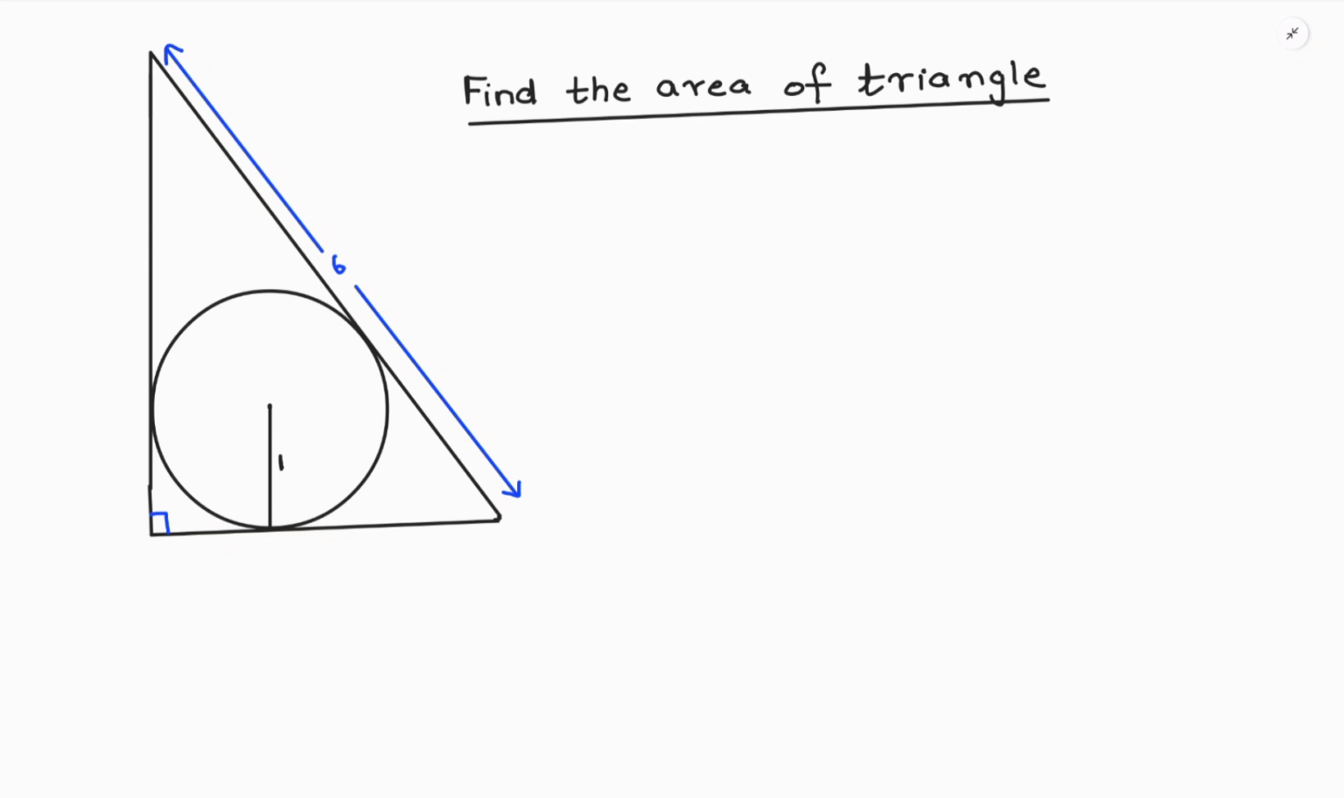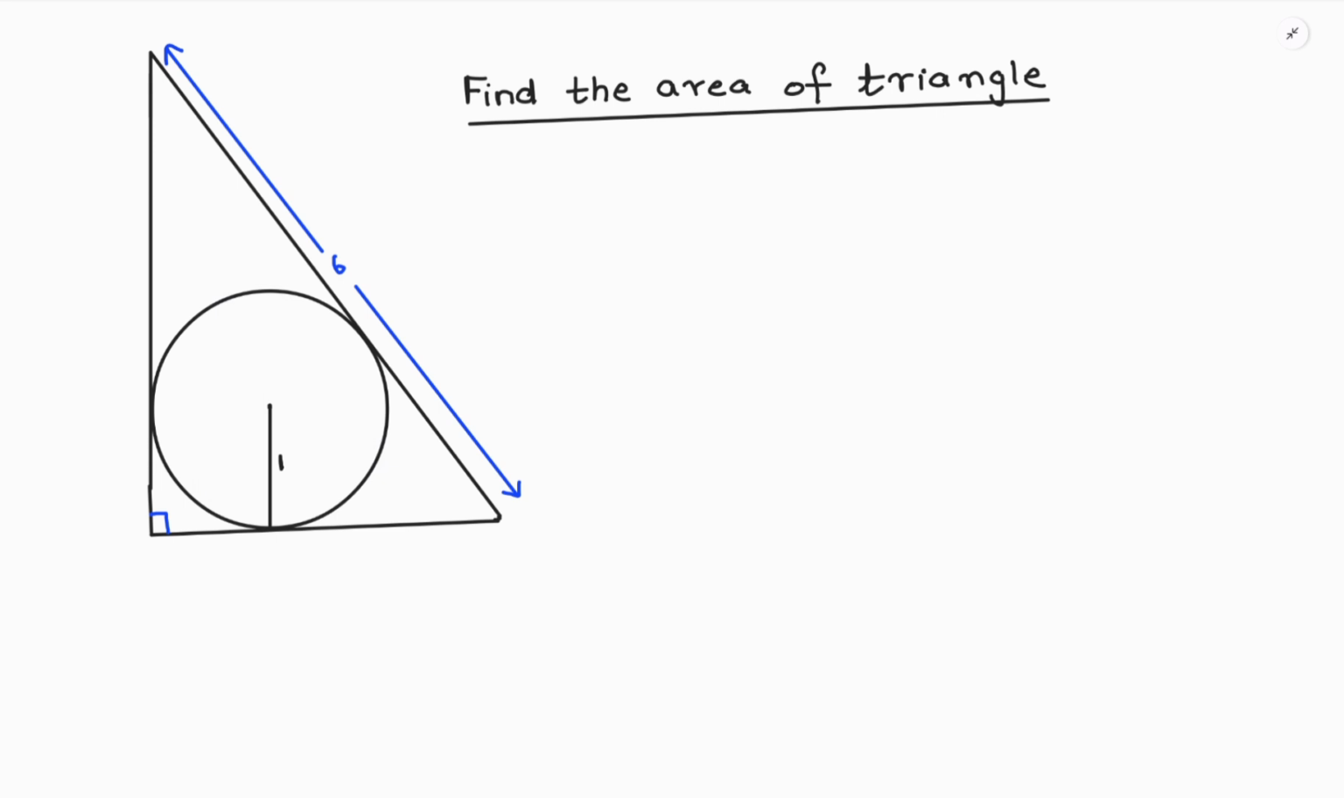The question is to find the area of this triangle. We are given a right angle triangle, and we need to find its area. But what do we know about it? For finding the area of any triangle, we should know base and height. This is a right angle triangle, so we can apply the formula half times base times height.